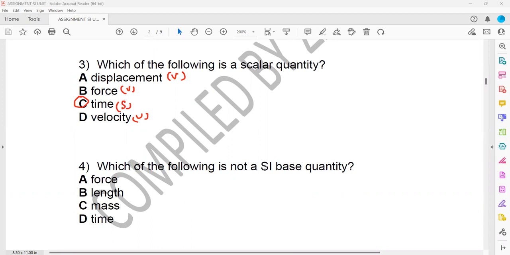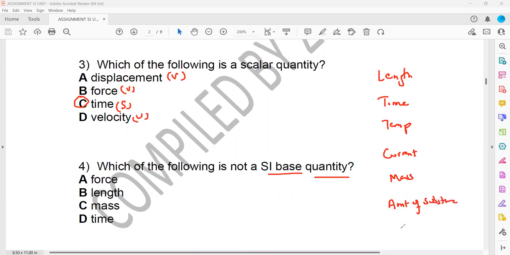Which of the following is not an SI base quantity? What are the SI base quantities? There are 7 quantities and the units are like kilogram. So what are the SI base quantities? Length, time, temperature, current, electric current, mass, amount of substance, and the light intensity. These are the 7 fundamental or the base quantities.